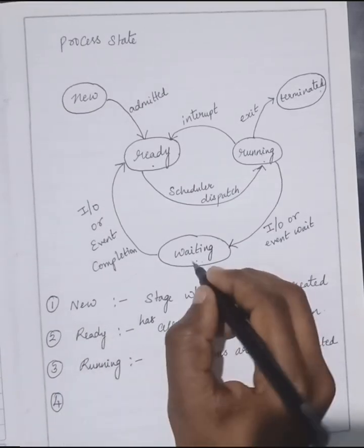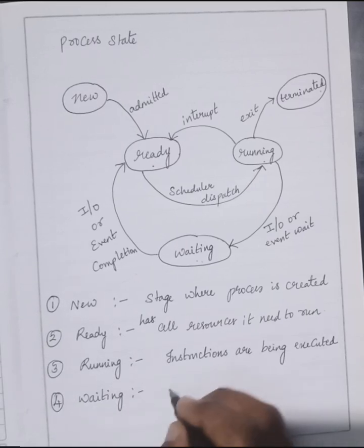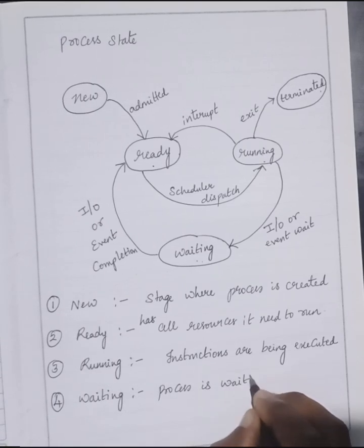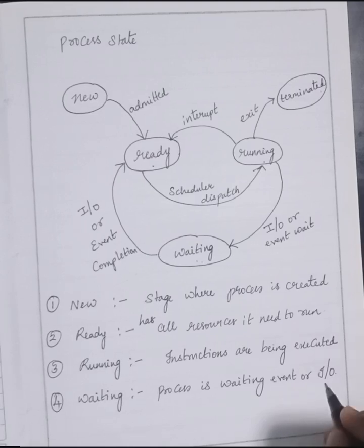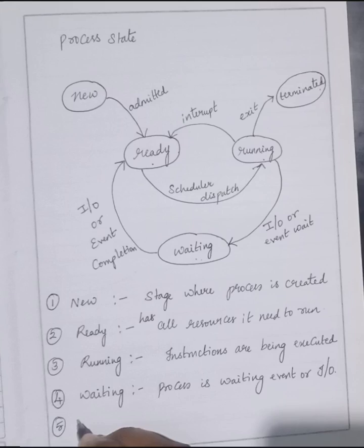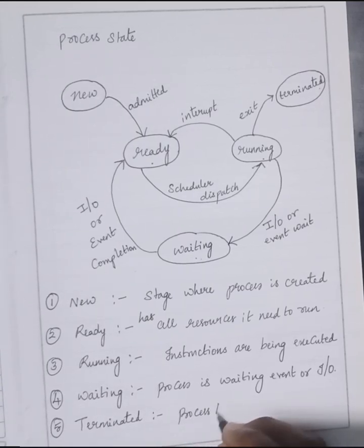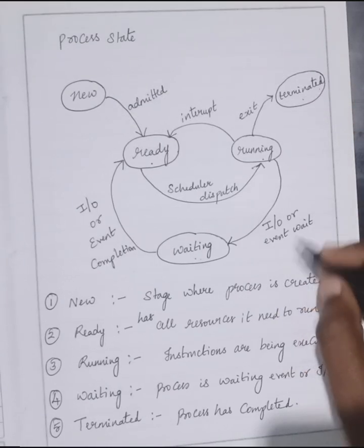Then comes the waiting state. The fourth state is the waiting state. Waiting state means the process needs to wait. The process is waiting for some event or input output. It can be for an event, or it can be input output, like a keyboard event or mouse event or any input output event. The last one is terminated. Terminated means the process has completed its execution, so then it goes to the terminated state. So these are the 5 process states.